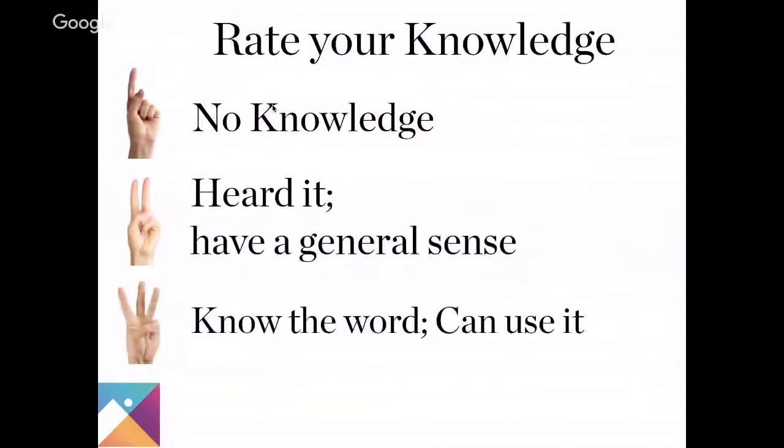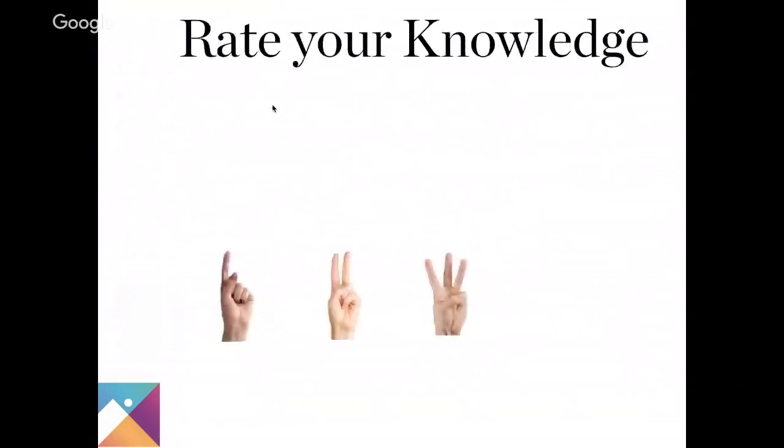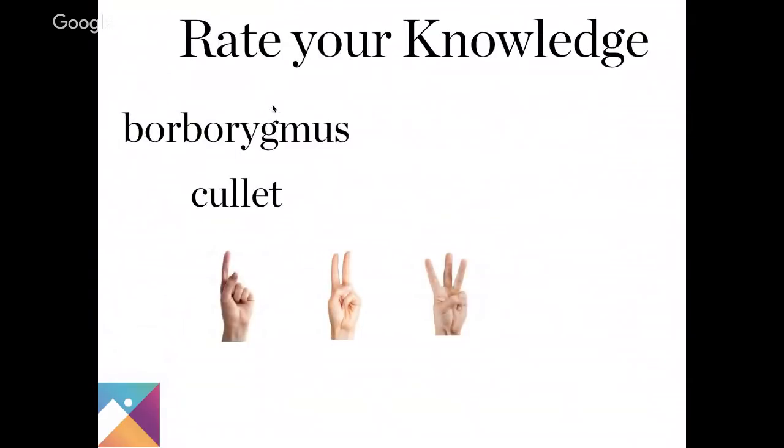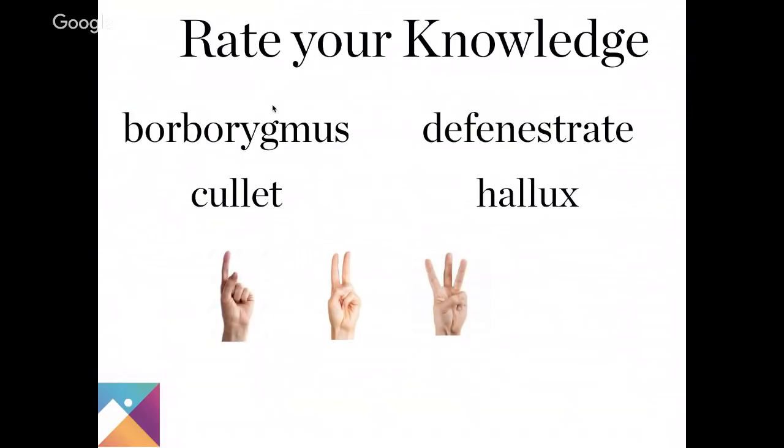You're going to rate your knowledge, just hold up your fingers 1, 2, and 3. You have no knowledge of the word, you've heard it and have a general sense, and you know the word and can use it. So go ahead and give your self-assessment now on these 4 words that you're going to hear in the story. The first one is borborygmus, cullet, defenestrate, and hallux. Again, words I chose because I was hopeful that you would not know them, a mix of verbs and nouns, but it could be any kind of word that we're using here.